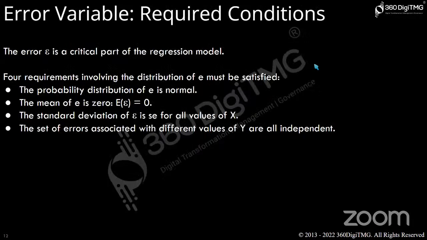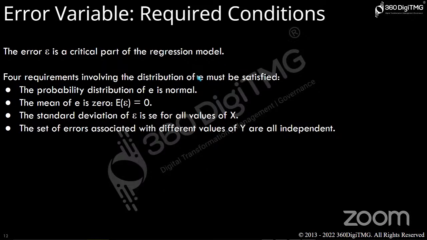Now, this error variable. We were talking about the error variable, and there are some requirements which it must fulfill. Error is a very critical part of regression. If this is not a normal curve, then our regression will not be good.